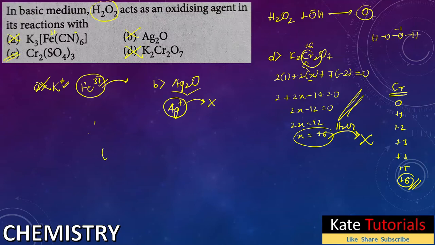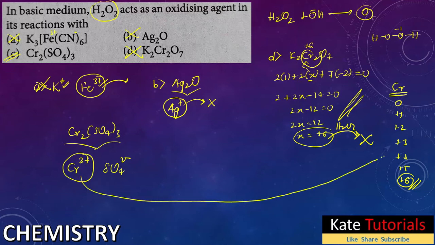You will ask, why sir, why is C the correct option, right? It is easy. If you see Cr2(SO4)3, it means here chromium is in the 3 plus oxidation state and sulfate will always be SO4 2 minus. So chromium is in the 3 plus oxidation state. It can be further oxidized to plus 4, then to plus 5, then to plus 6. So it can be easily oxidized by H2O2, right? So C is the correct option.